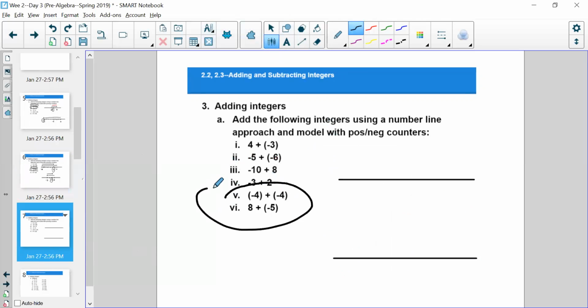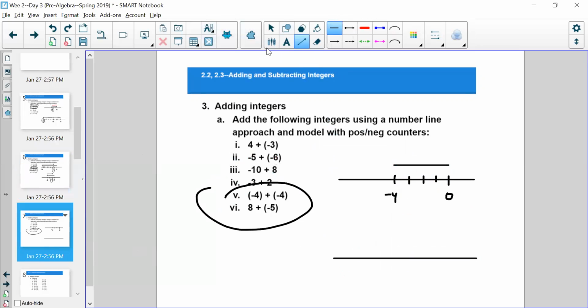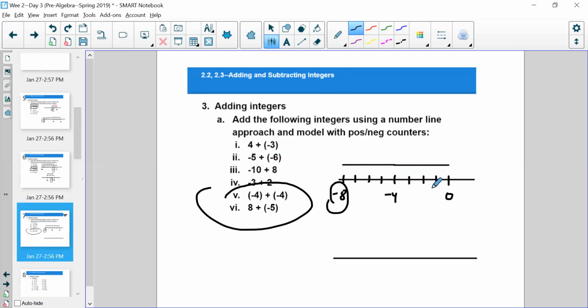Okay, and then let's look at these last 2. So if I'm at 0 and I move to the left 4, -1, -2, -3, -4. And so I'll move to the left 4, and then I'm going to move to the left 4 more. 1, 2, 3, 4. Notice I'm going to end up at -8. So that's going to be my answer. So I started at 0, I moved left 4, I moved left 4 more, which would be a total of -8.